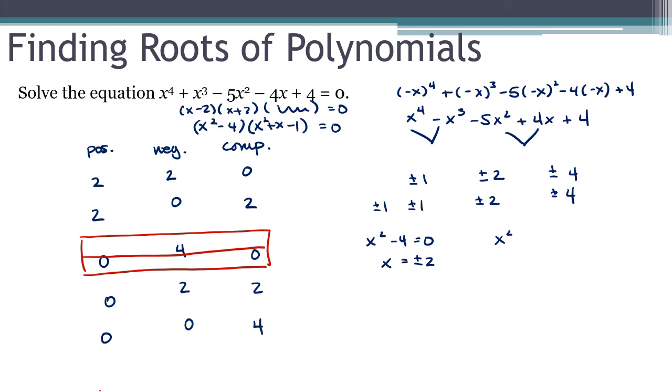Then I've got x squared plus x minus 1 equals 0, and you can give it a try if you like, but that does not factor, right? Doesn't factor. So we're going to have to use the quadratic formula. I get x equals negative 1 plus or minus the square root of 1 squared minus 4 times 1 times negative 1 over 2 times 1.